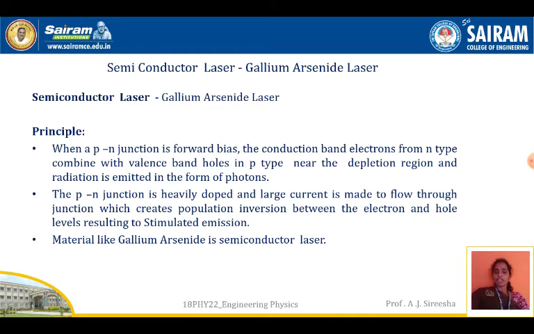Population inversion is a state where the number of atoms in the higher energy state is more when compared to the lower energy state. Here, electrons in the conduction band are at the higher energy state and holes are in the valence band. When compared to the valence band holes, the electrons are more in the conduction band. Therefore, population inversion has been achieved. The material used here is gallium arsenide, so gallium arsenide is a semiconductor laser.